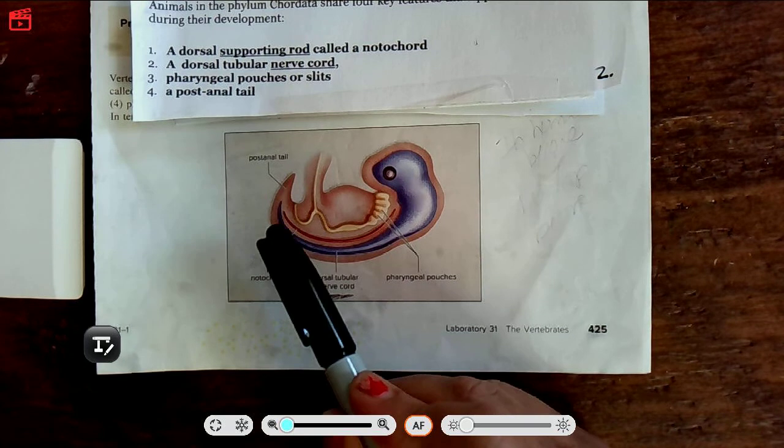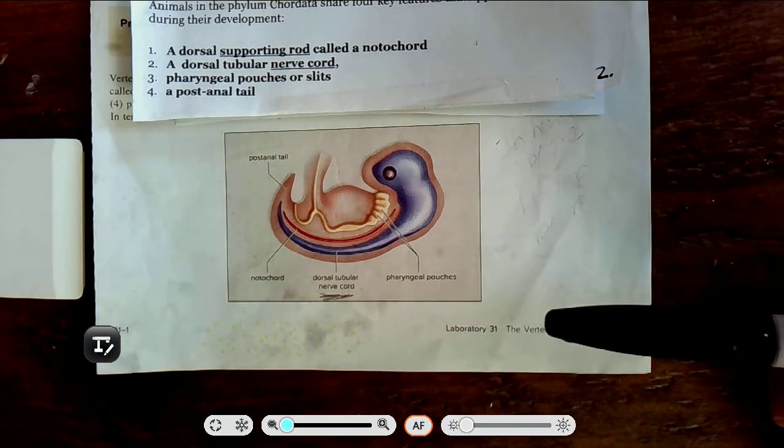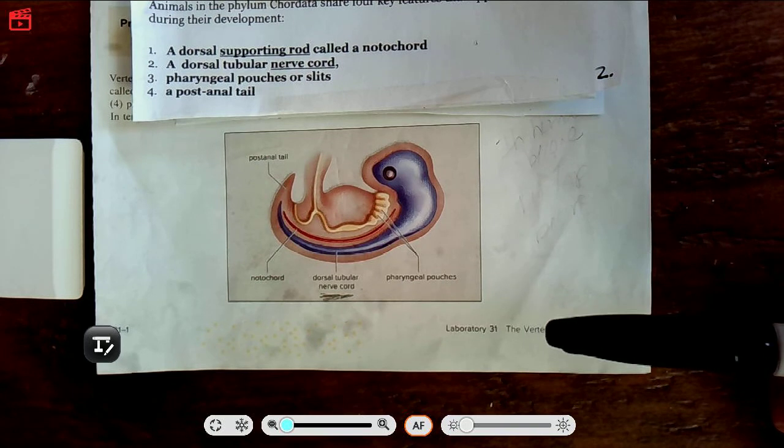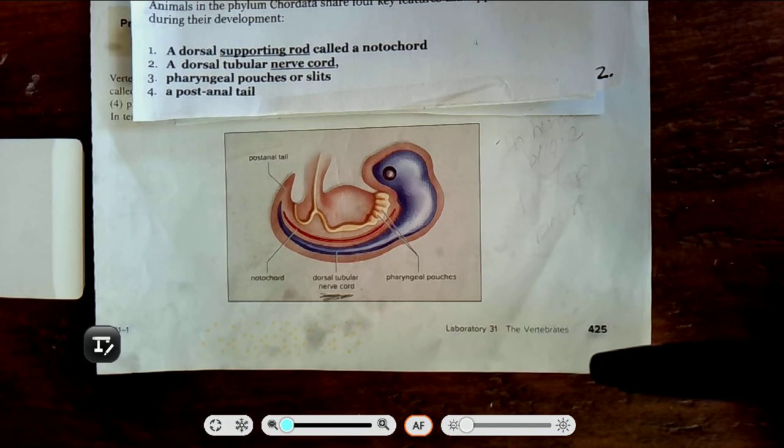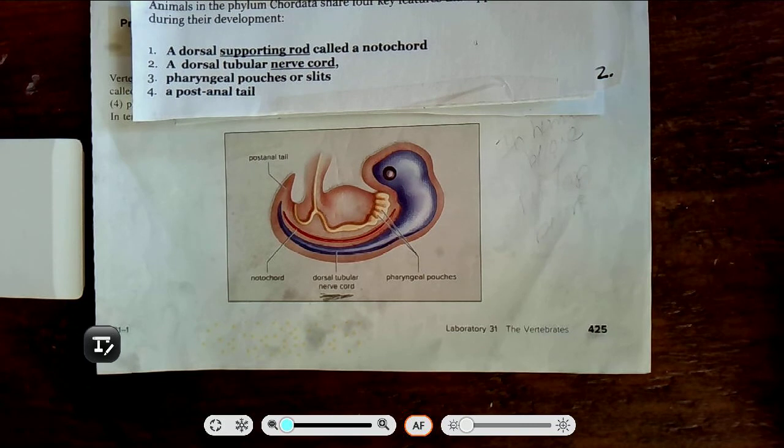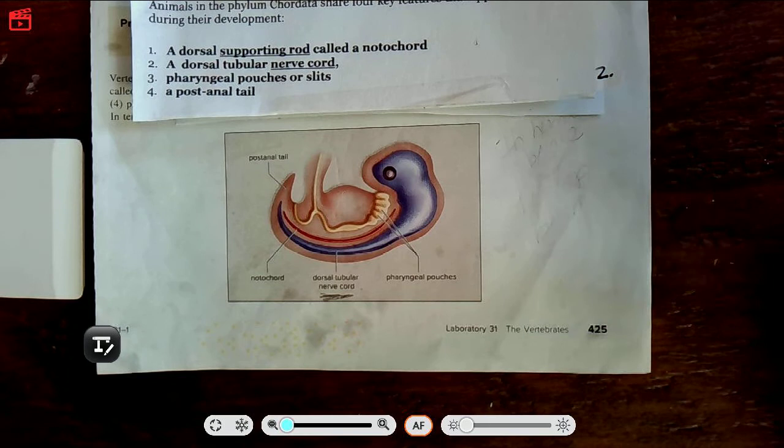Then we also see a postanal tail at the end, beyond the anus. The tail provides a source of locomotion in fish. And in some terrestrial vertebrates, the tail also provides balance, courting, and signaling when there's danger. In humans, this postanal tail is vestigial. That means it's reduced in size and non-functioning.